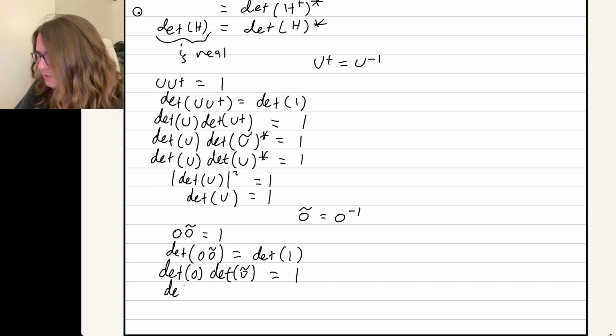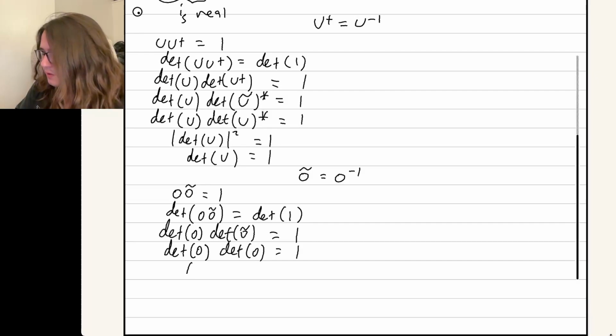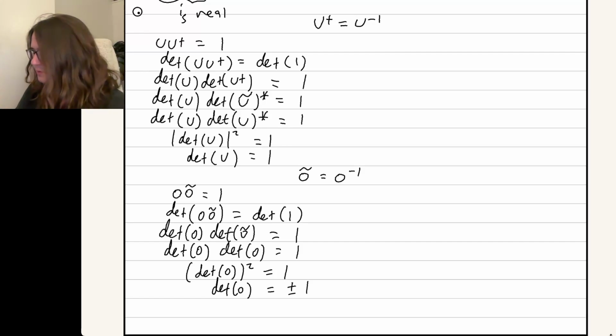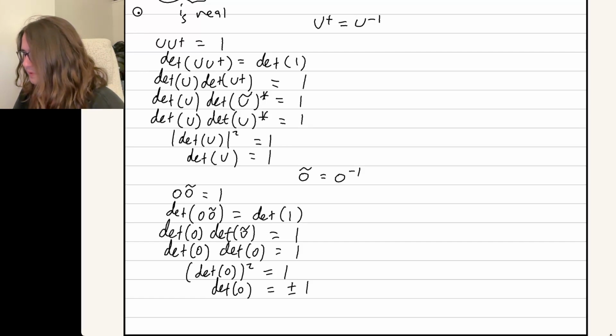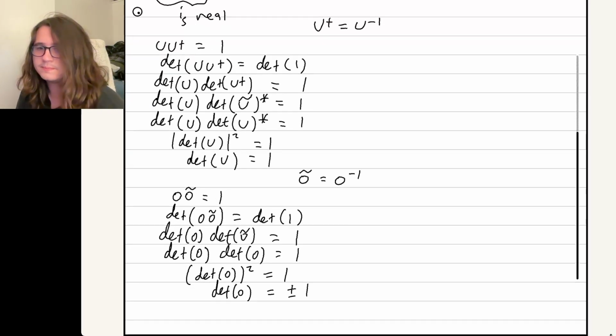So we know that the determinant of O times the determinant of O is equal to 1. So we know that the square, not the mod square, but the square of the determinant of O is equal to 1. Now if you take the square root, you get that the determinant of O is equal to plus or minus 1, from taking an actual square root rather than a mod square root. But yeah, it's plus or minus 1. Awesome.